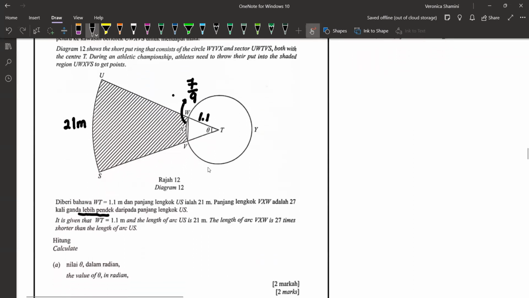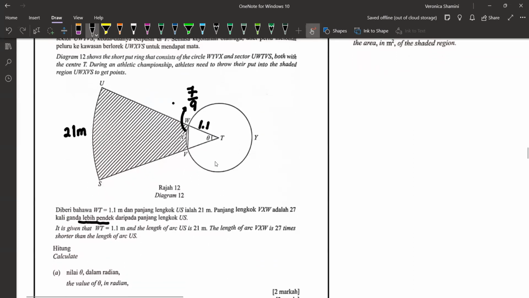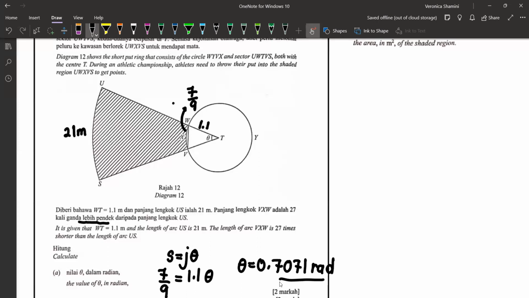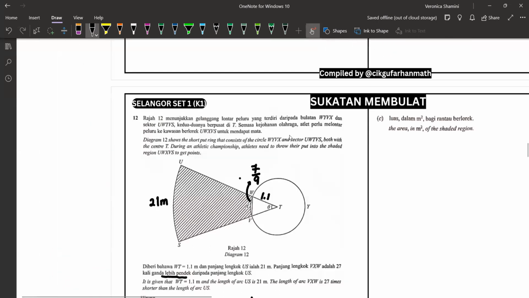Okay. Then cari nilai theta. Oh, okay, theta we can use the s sama dengan j theta sebab jari ada, s pun ada, panjang lengkuk. Alright, we can use these. So 7/9 sama dengan jari theta. So pindah ke sana, 7/9 pindah bahagi 1.1. So I'm getting 0.7071 radian. Ni memang dah dalam bentuk radian. So you don't have to change.